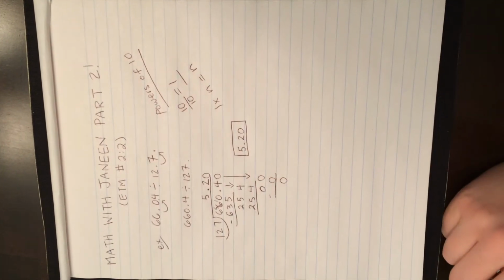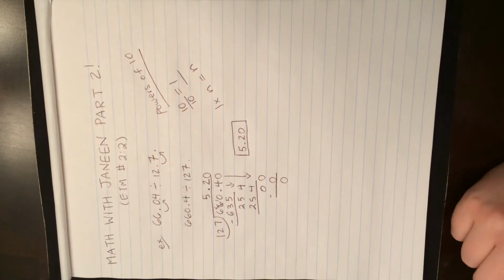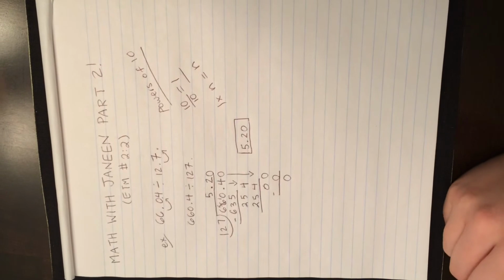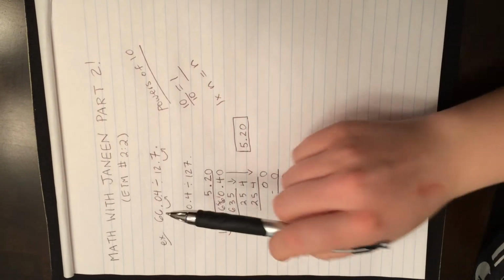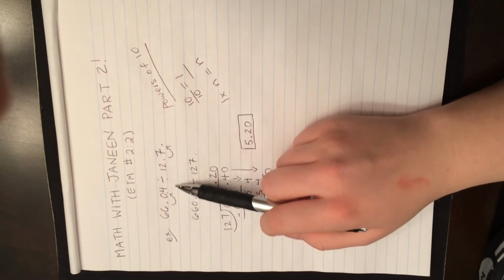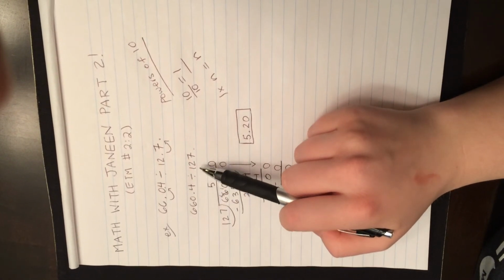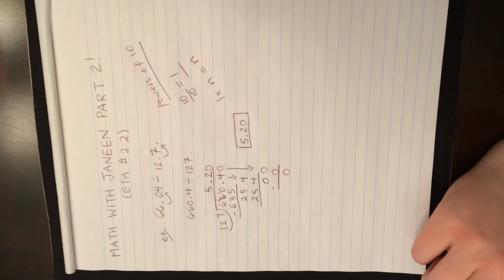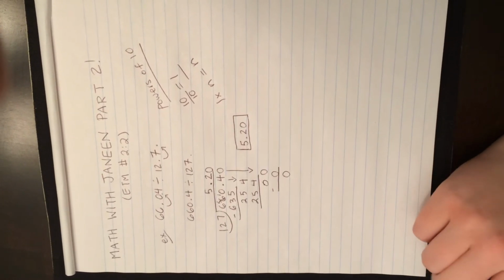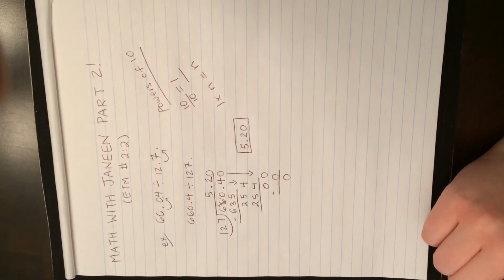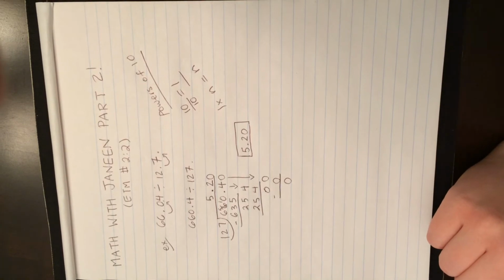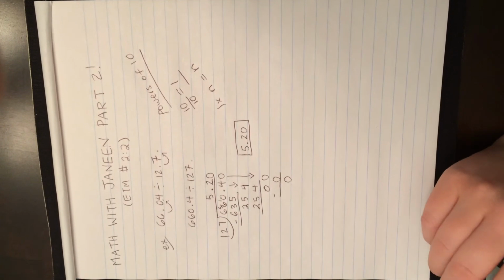Okay. And you'll also see that if you use a calculator as a quick proof, if you use a calculator to divide 66.04 divided by 12.7 and then you do 660.4 divided by 127, you will get the same answer. So if you wanted to do a quick proof, that's a quick way of doing it. So yeah, powers of 10, super important when you're multiplying decimals.